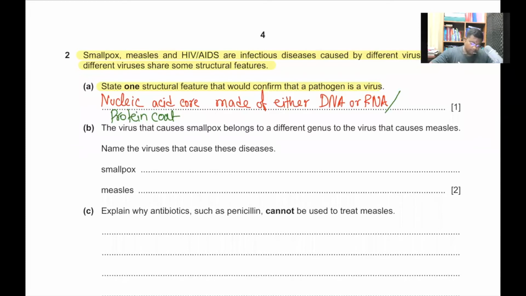Question 2, part B. The virus that causes smallpox belongs to a different genus to the virus that causes measles. Name the viruses that cause these diseases. Smallpox is caused by variola virus. And measles is caused by morbillivirus.